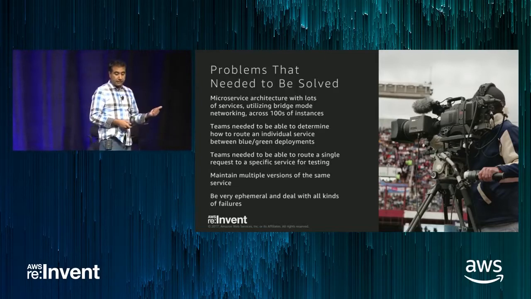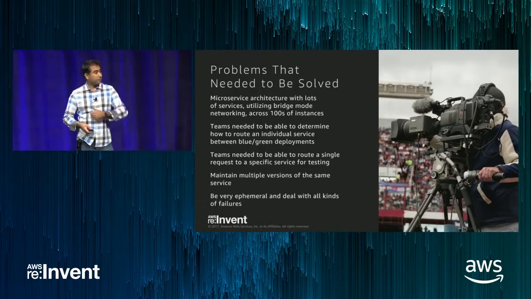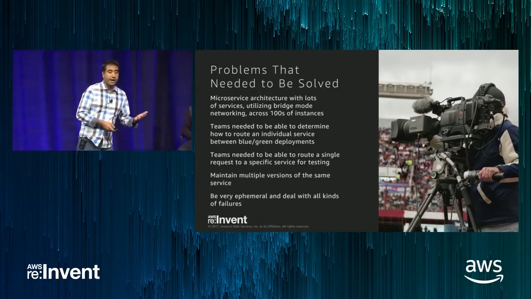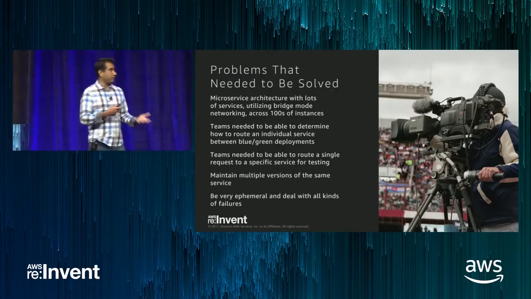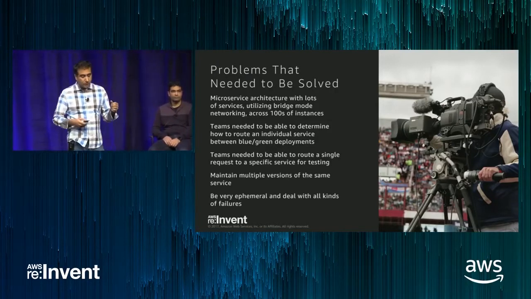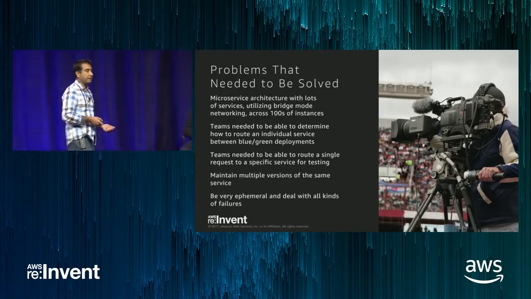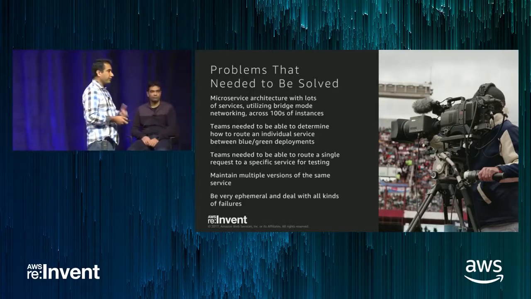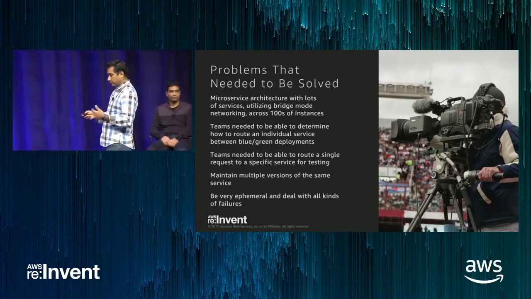We have to maintain multiple versions of the same service, because, as many people know, you run your apps, and not everybody updates at the same time. So we have to maintain different versions of our APIs. We're very ephemeral. We want to be able to deal with failure, pretty much at any level. Services, containers, anything can go, and we have to be able to manage that.